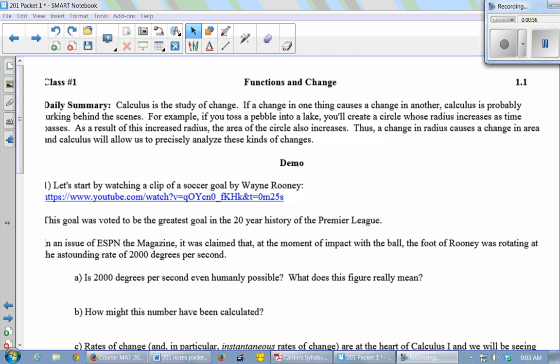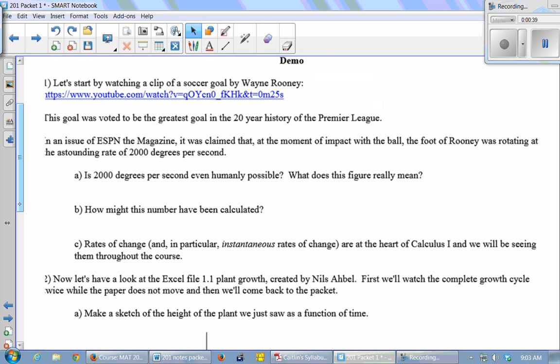Okay, so here's our little demo. We're going to watch a quick clip of a soccer goal by Wayne Rooney. This goal was voted the greatest goal in the 20-year history of the Premier League. In an issue of ESPN, the magazine, it was claimed that at the moment of impact with the ball, the foot of Rooney was rotating at an astounding rate of 2,000 degrees per second.